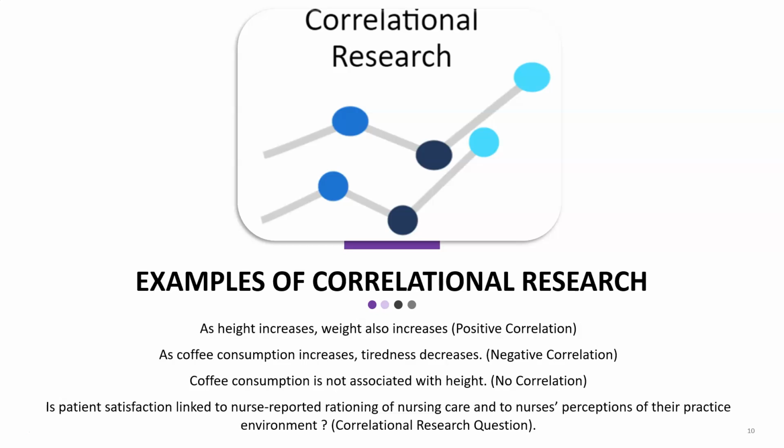As height increases, weight also increases. You can see that's a positive correlation. As coffee consumption increases, tiredness decreases, a negative correlation. Coffee consumption is not associated with height. Well, that's no correlation. And then you have here a correlational research question: Is patient satisfaction linked to nurse-reported rationing of nursing care and to nurses' perception of their practice environment?